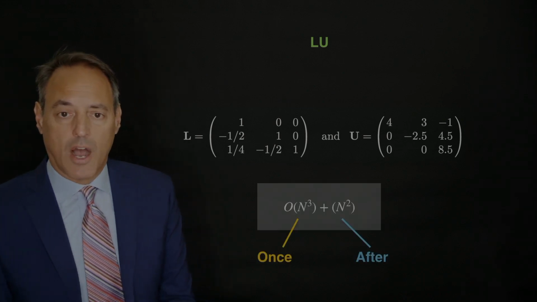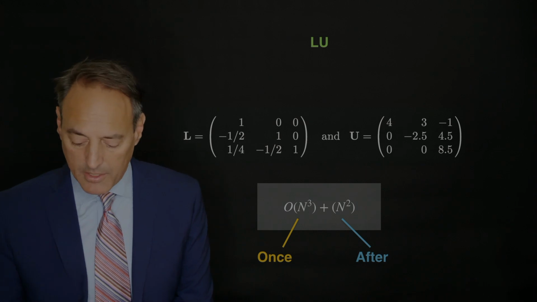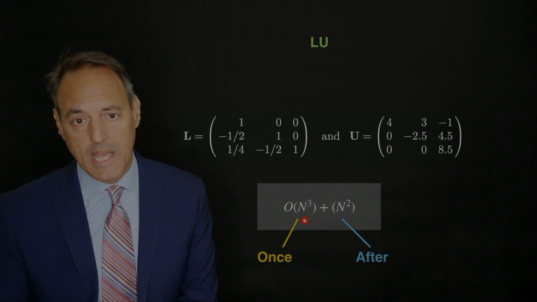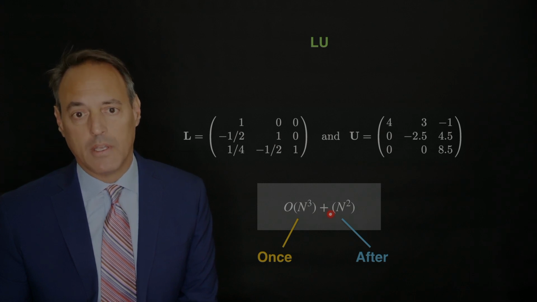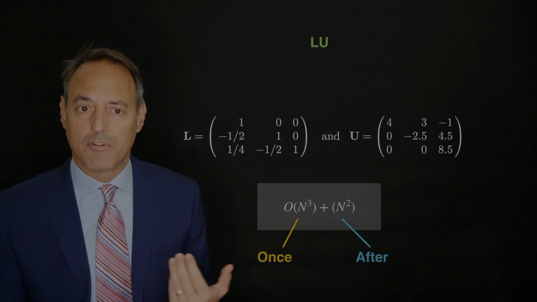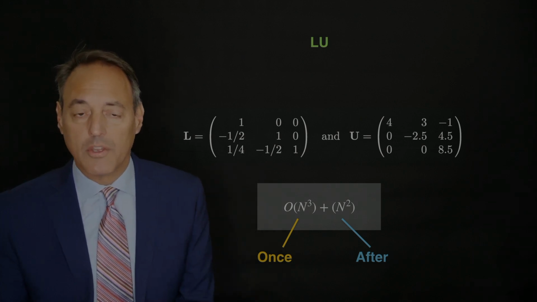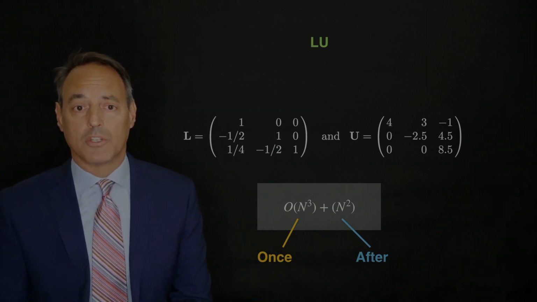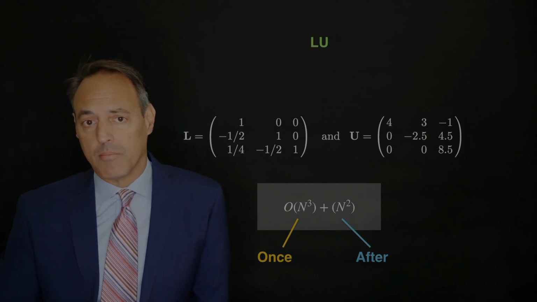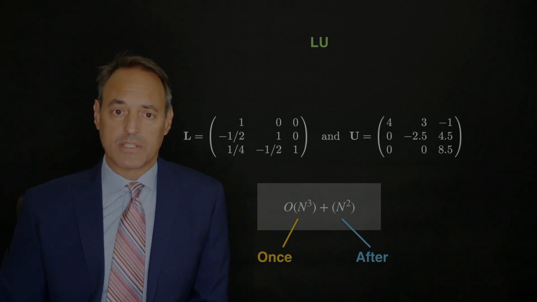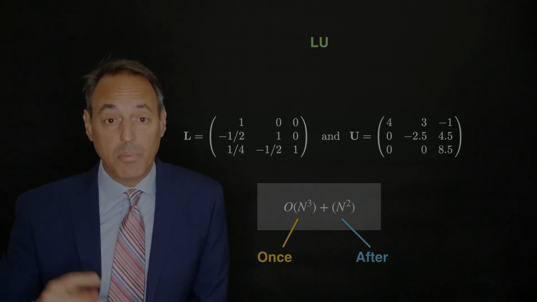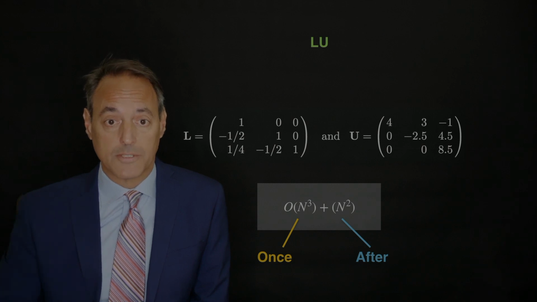As far as the operation count goes, it's order n cubed once. Once I have these for a matrix A, I don't have to do it again. Every time after that is order n squared. So you pay an upfront cost, but then you keep using it. There are a lot of matrices where we would construct the LU decomposition and then simply use them thereafter if we're solving a system where we're continually updating the values of B and requiring extra solutions.